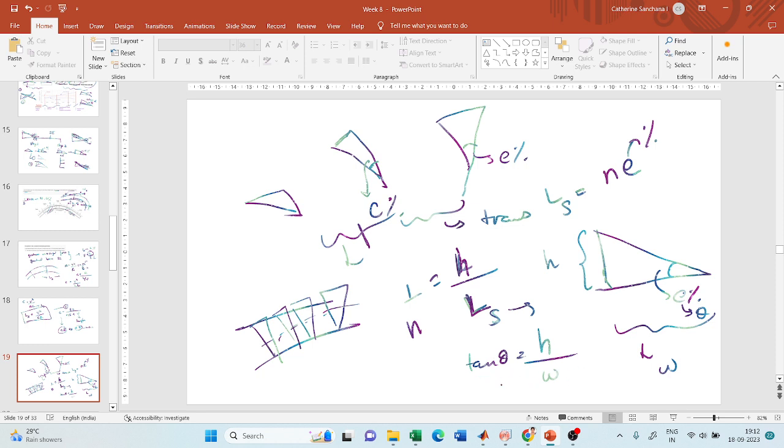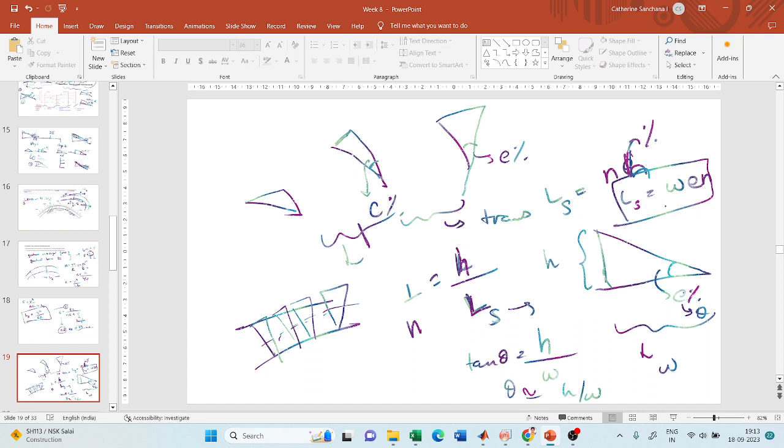Now, since theta is very small, I can take tan theta as theta, so it will be H by W. So Ls is equal to, I have to substitute for h, right? So this is h, so W into e into this slope n. Okay, so this is the final equation for super elevation, transition curve using the second criteria.